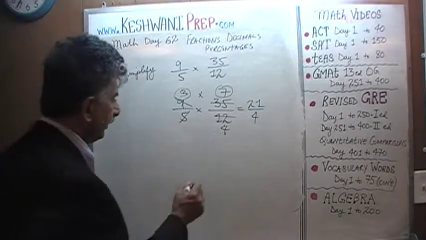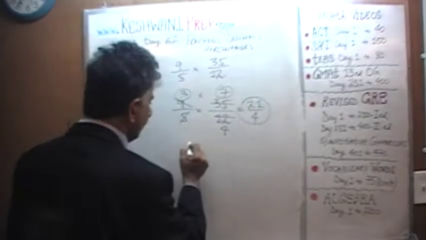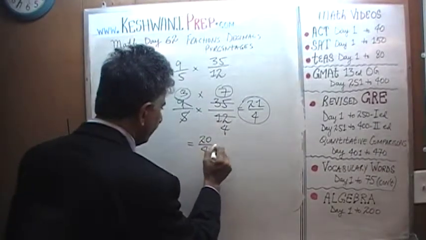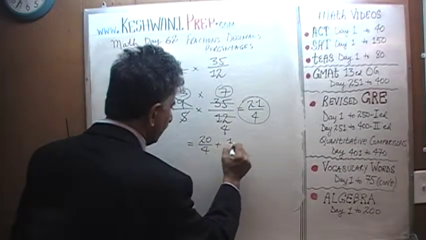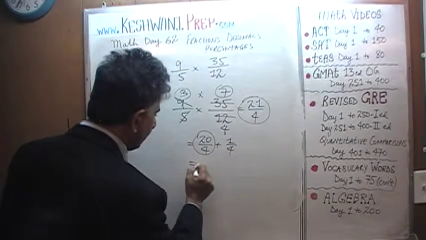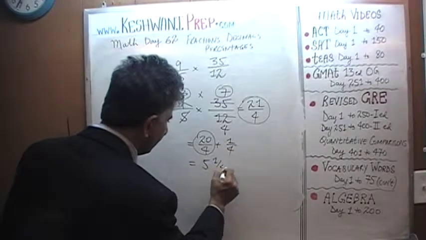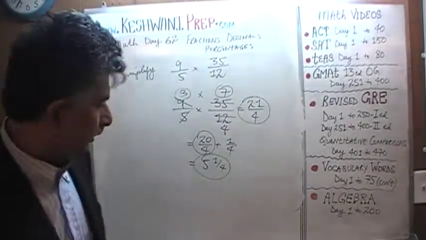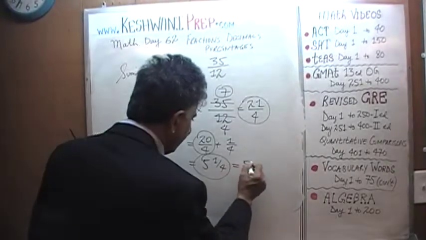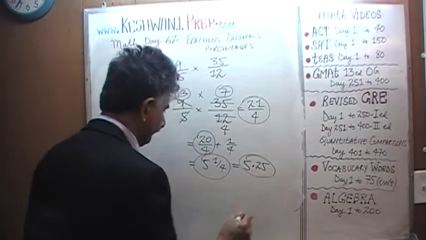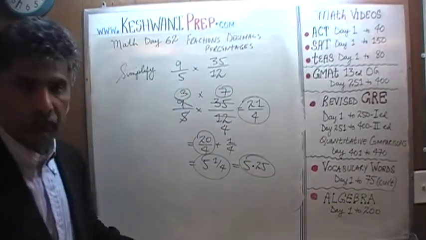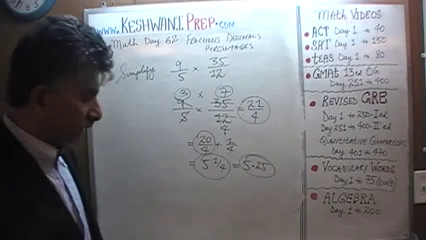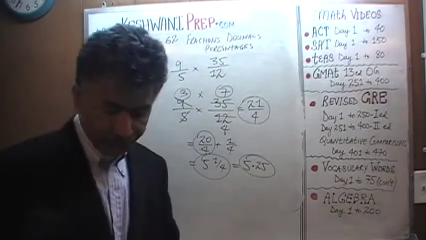21 over 4 can be written as 20 over 4 plus 1 over 4. 20 over 4 is 5, so it's 5 and a quarter. It boils down to 5 and a quarter, or if you like, 5.25. Again, it all depends on how they present the answer choices to you on the exam.